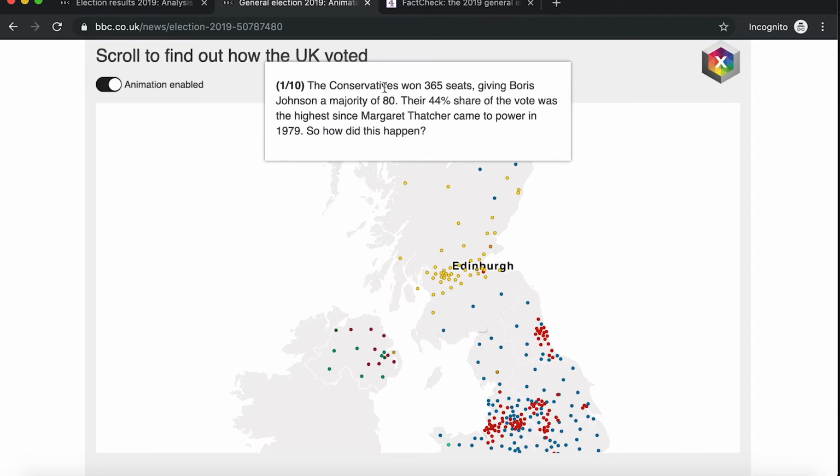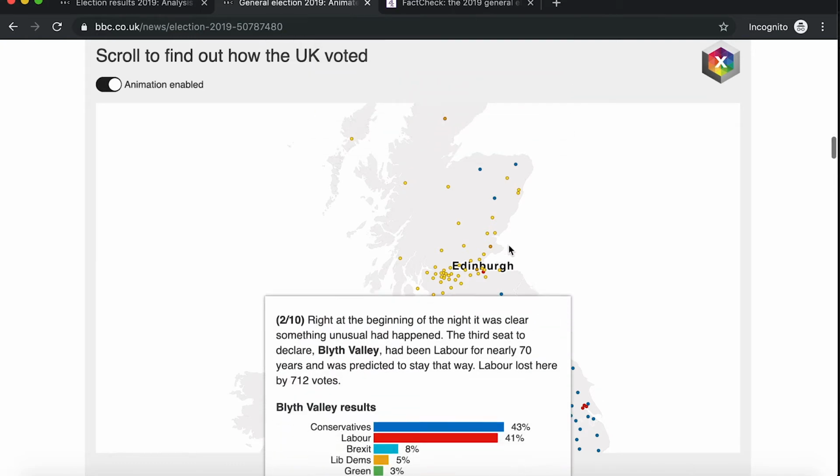So in this instance, the Conservatives won 365 seats, giving Boris Johnson a majority of 80. Their 44% share of the vote was the highest since Margaret Thatcher came to power in 1979. So how did this happen? So there, straight off the bat, you've got a nice question that leads you into finding out, or wanting to find out, a bit more.